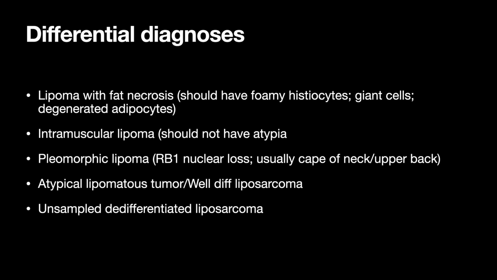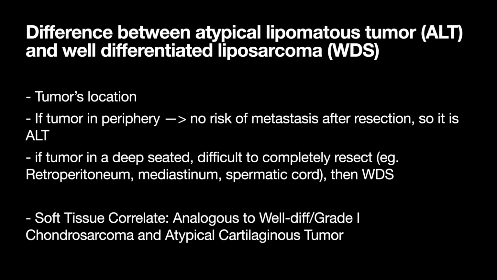This could be an atypical lipomatous tumor / a well-differentiated liposarcoma, and we'll talk more about what the difference is, as well as an unsampled dedifferentiated liposarcoma, where we sampled the atypical lipomatous tumor / well-differentiated liposarcoma, but haven't sampled that non-lipogenic sarcomatous transformation. So what is the difference between an ALT and a WDS?